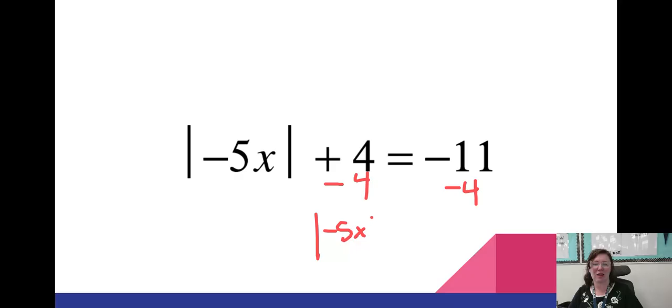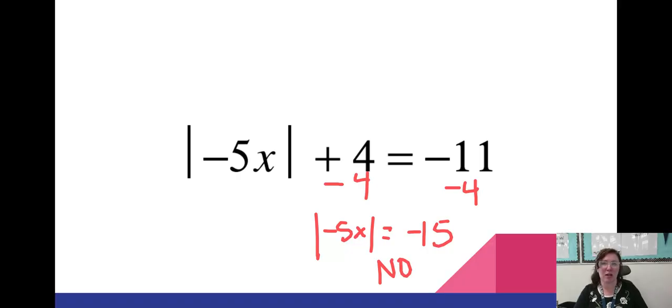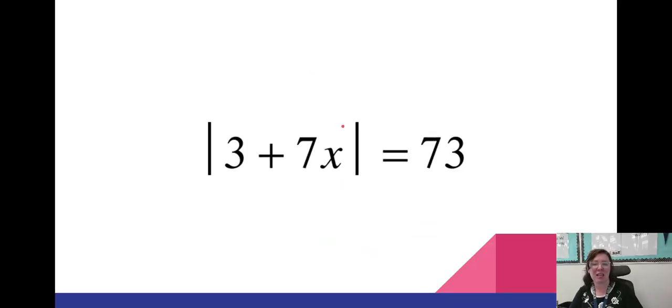Absolute value of negative 5x equals negative 15. Not possible because there's nothing you could put inside the absolute value bars. Then take the absolute value and get a negative number. It's always going to be positive when you take the absolute value. Okay, nothing's on the outside, so we can move to step 2.